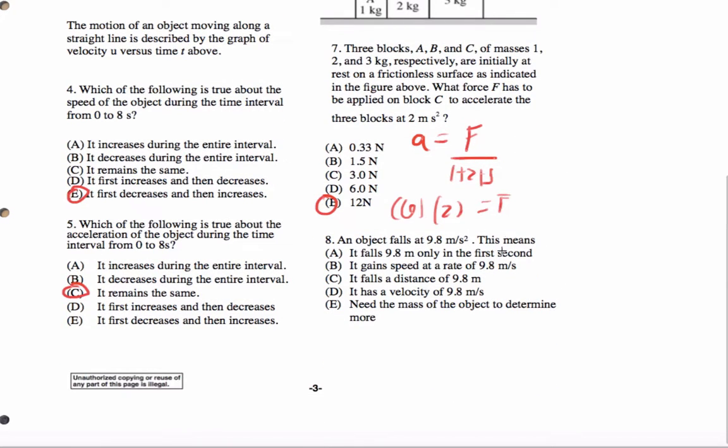An object falls at 9.8 meters per second squared. What does this mean? What it means is that it gains speed at this rate. None of these other things are true. This is definitely not true. This is a distractor, and I don't know what this is. It's wrong. I think it falls like 4.9 in the first second.